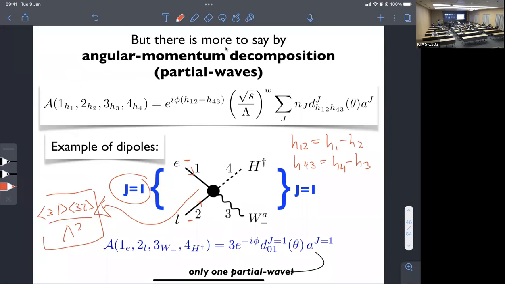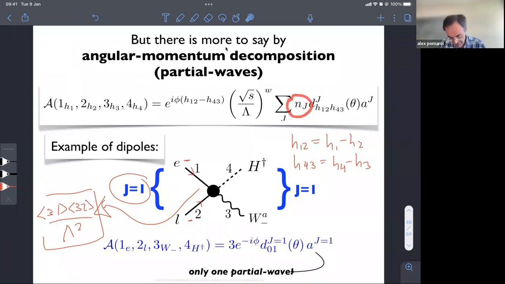By the way, as far as I know, the coefficients AJ and NJ must depend on the helicities H1, 2, 3, or 4. So I just wonder about that. You omit the notation in the coefficient NJ or AJ.